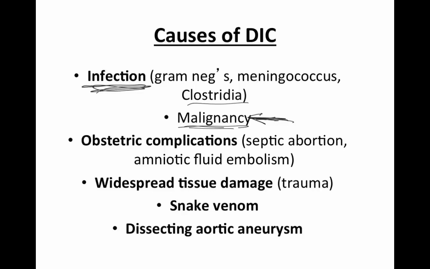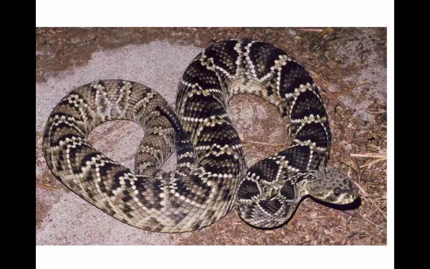Obstetrical complications are notorious for causing DIC. Septic abortion, amniotic fluid embolism can do this, as can retained dead fetus. Also, widespread tissue damage from a dissecting aortic aneurysm can do this, and snake envenomation is notorious for causing tissue damage, endothelial cell injury, tissue factor release, and the whole DIC cascade gets set off. And this is a western diamondback rattlesnake. So snake envenomation can cause DIC. So that's DIC in a nutshell.